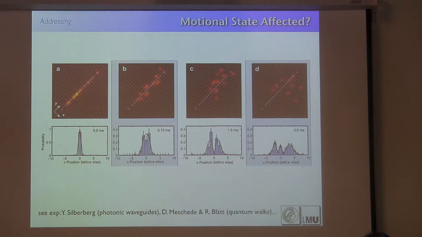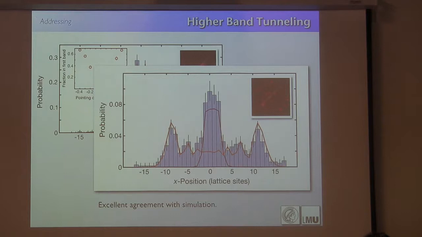Just for nicety, I show we can even look at this for longer evolution times. Here's a nice coherent quantum walk over almost 30 lattice sites, and you see that the probability distribution almost perfectly reproduces what we expect from the coherent Schrodinger evolution. So we really have beautiful coherent evolution of these single particles in this lattice. But at this point, it's all single particle evolution, of course.